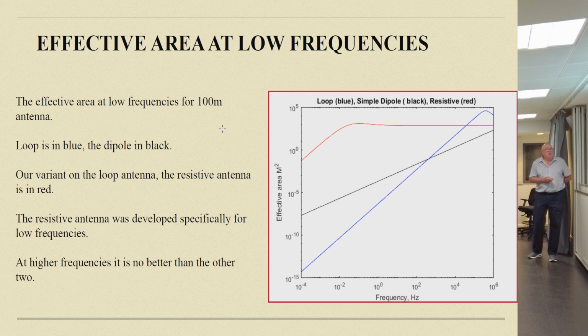So we thought, right, we wanted to use a loop, and we wanted to try and reconfigure it into what we call a resistive antenna. And this is the reason why we chose this. Now, the resistive antenna is what I'm going to explain to you. It's basically a loop antenna, but we've reconfigured it.